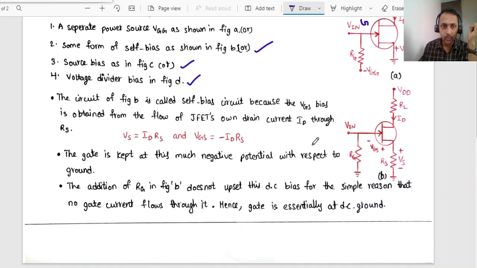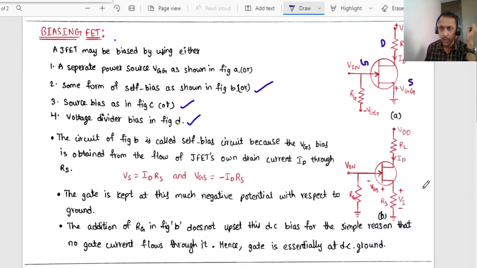Dear students, if you observe circuit B, this is a self bias because the VGS bias is obtained from the flow of the JFET's own drain current ID. Because the drain current ID flows through this resistor RS, using that the biasing will be applied.